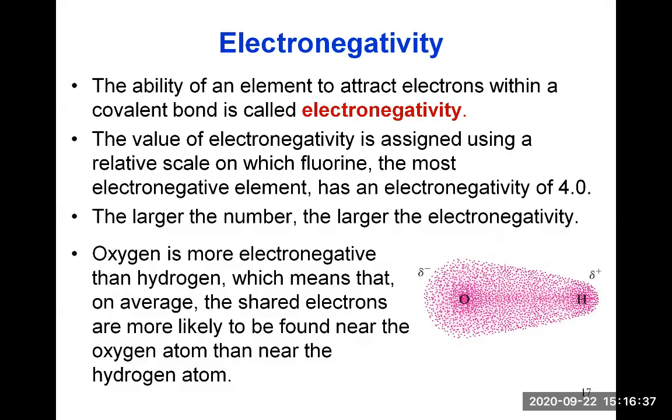So oxygen is more electronegative than hydrogen, which means that on average, the shared electrons are more likely to be found near the oxygen atom than near the hydrogen atom. It's like, let's say hydrogen and oxygen are two people in a bed sharing a blanket. And the oxygen is pulling on the blanket and getting more of the blanket than the hydrogen, right? You can visualize this like this.